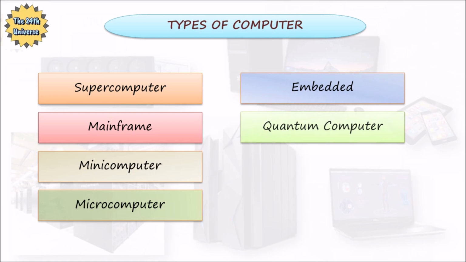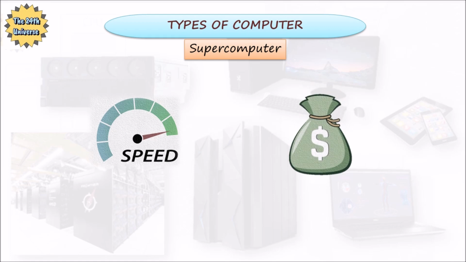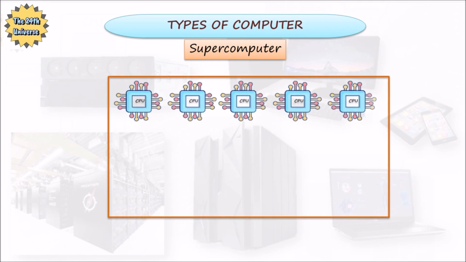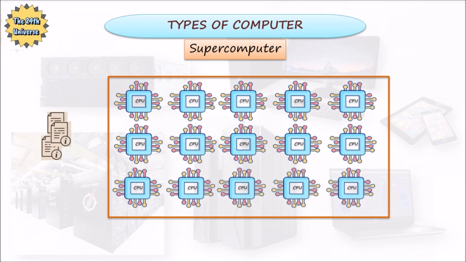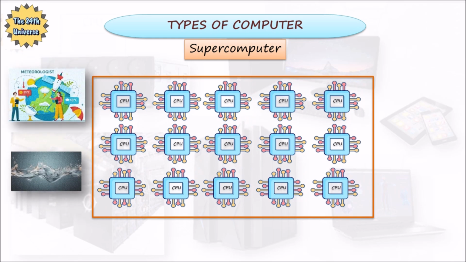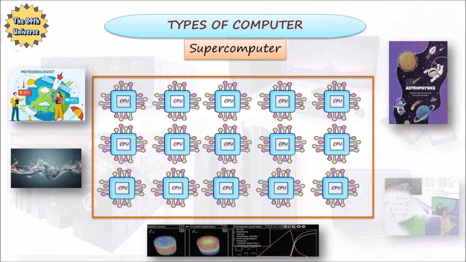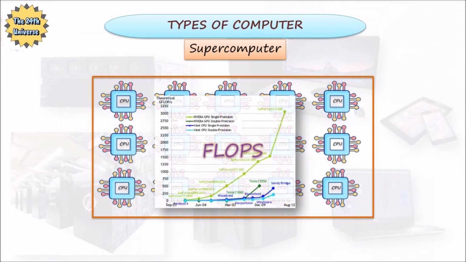Let us first see supercomputers. The fastest and the most expensive types of computers are supercomputers. They are large and have multiple CPUs so that they can handle many instructions in parallel. They are used in intense numerical calculations such as weather forecasting, fluid dynamics, nuclear simulations, theoretical astrophysics, and complex scientific computations.